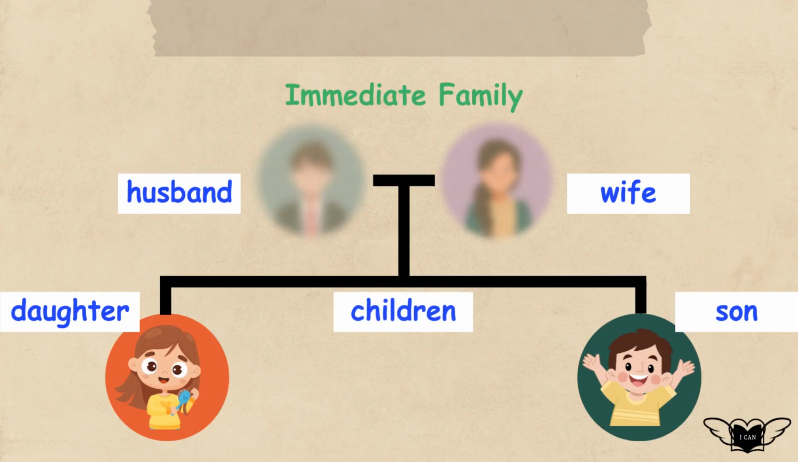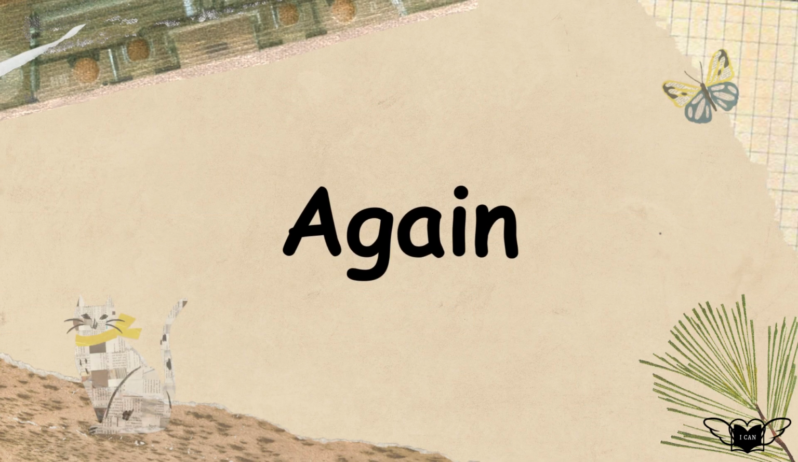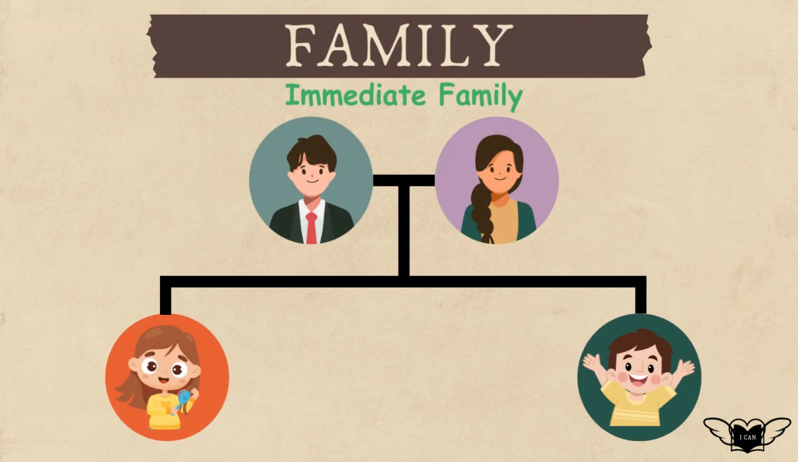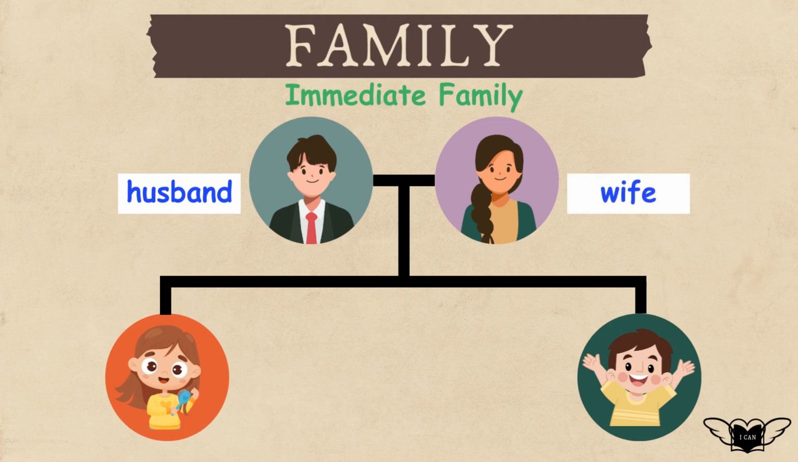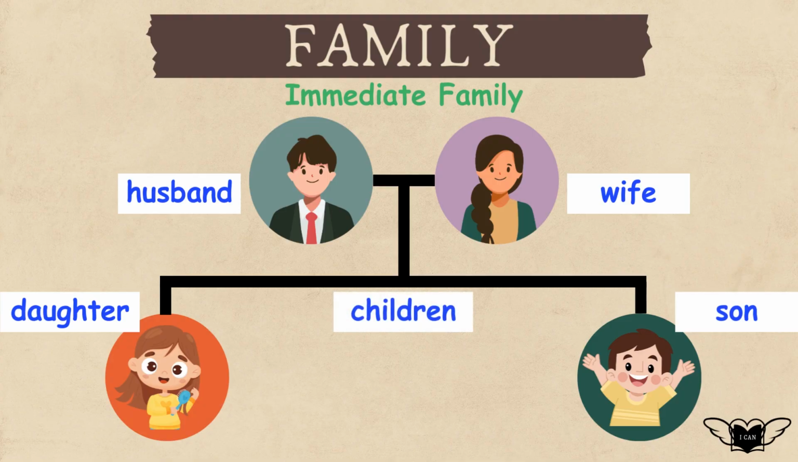Again. Father is the husband of mother. Mother is the wife of father. Sister is the daughter of mom and dad. Brother is the son of mom and dad. The siblings are the children of mom and dad.